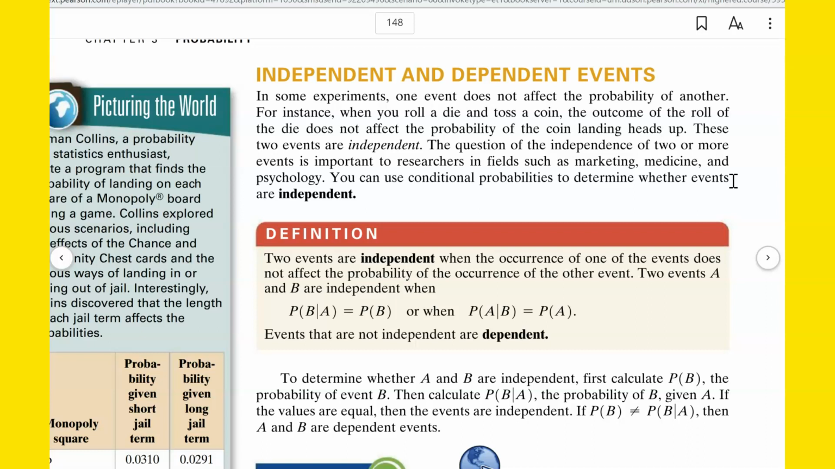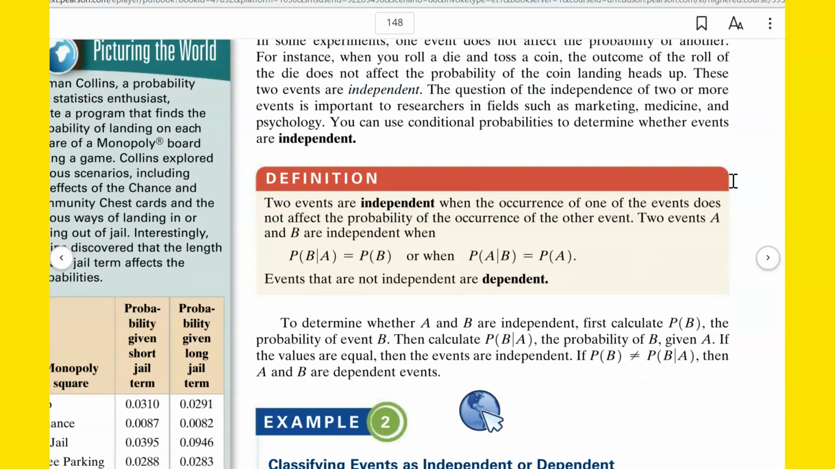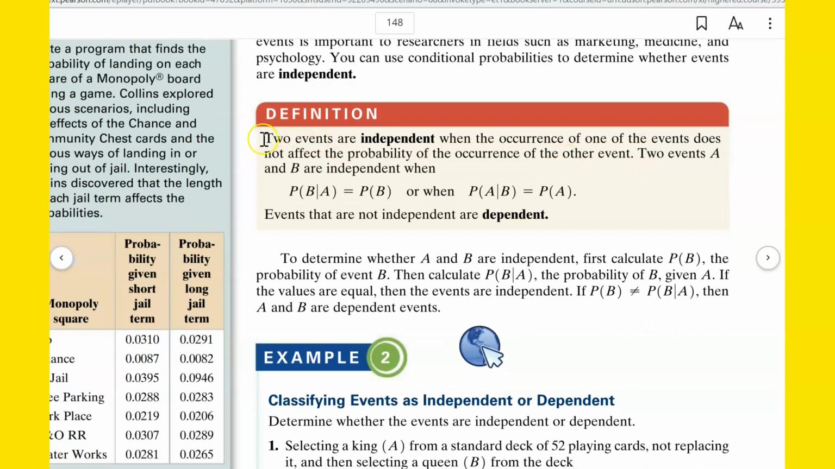The question of the independence of two or more events is important to researchers in fields such as marketing, medicine, and psychology. You can use conditional probabilities to determine whether events are independent. So here's our definitions. Two events are independent when the occurrence of one event does not affect the probability of the occurrence of the other event. Two events A and B are independent when the probability of B given A simply equals just the probability of B, or when the probability of A given B simply equals just the probability of A.